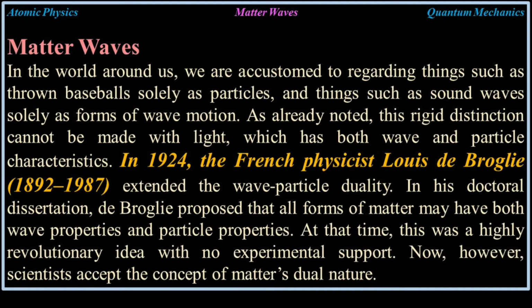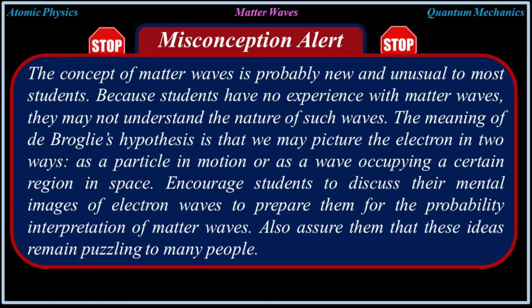Now, however, scientists accept the concept of matter's dual nature. The concept of matter waves is probably new and unusual to most students because students have no experience with matter waves. They may not understand the nature of such waves. The meaning of de Broglie's hypothesis is that we may picture the electron in two ways: as a particle in motion, or as a wave occupying a certain region of space. Encourage students to discuss their mental images of electron waves to prepare them for the probability interpretation of matter waves. Also, assure them that these ideas remain puzzling to many people.